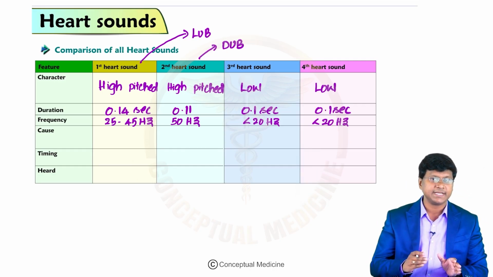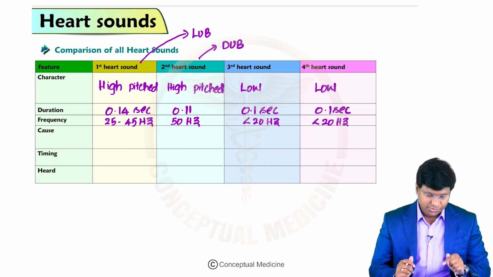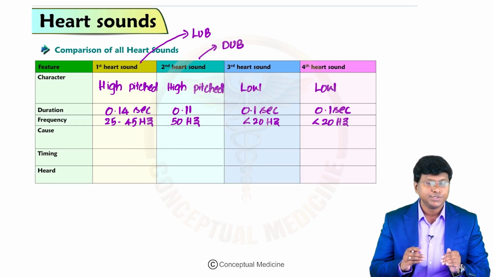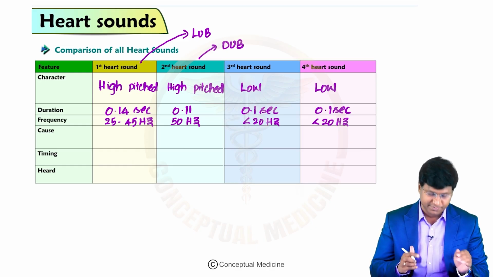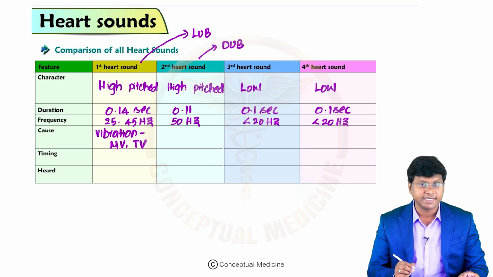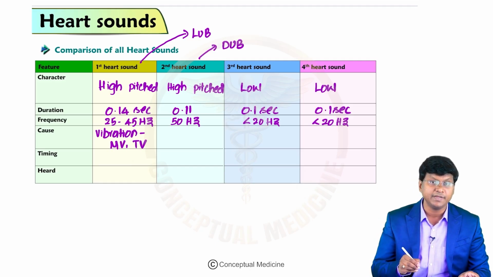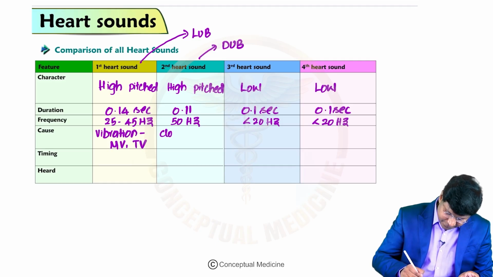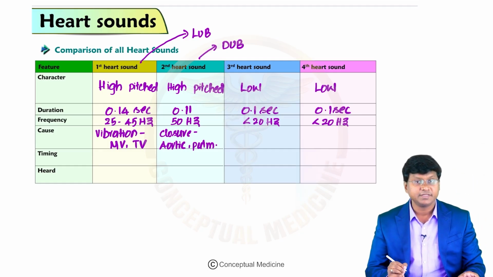Now, what exactly is the cause of these particular heart sounds? If you take the first heart sound, it is due to the closure or vibration generated in the mitral valve and as well as the tricuspid valve. And if you take the second heart sound, it is due to closure of the aortic and as well as the pulmonary valve. That will be the second heart sound.